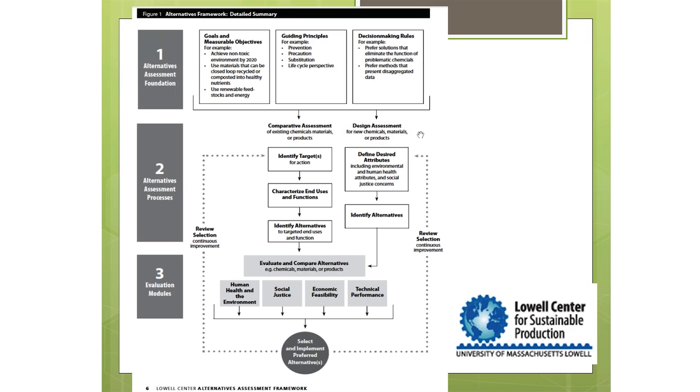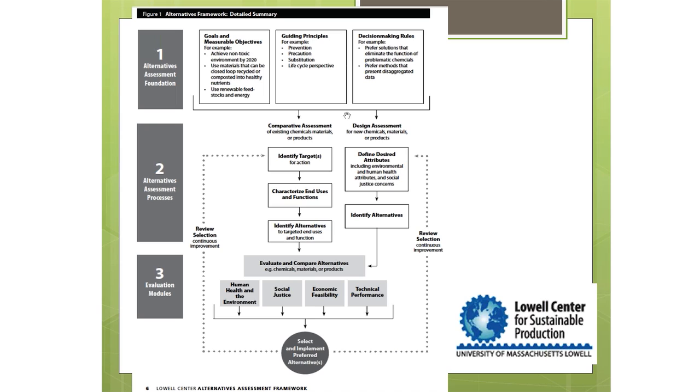So this first chunk at the top, the alternatives assessment foundation, defines your goals and your measurable objectives. What is it that you're trying to achieve? How are you going to make those decisions, and what kinds of guiding principles are going to guide those decisions? The second piece of it is the assessment itself, identifying the chemical of concern and the attributes that we want to achieve from our alternatives assessment, and then identifying the alternatives that meet those criteria.